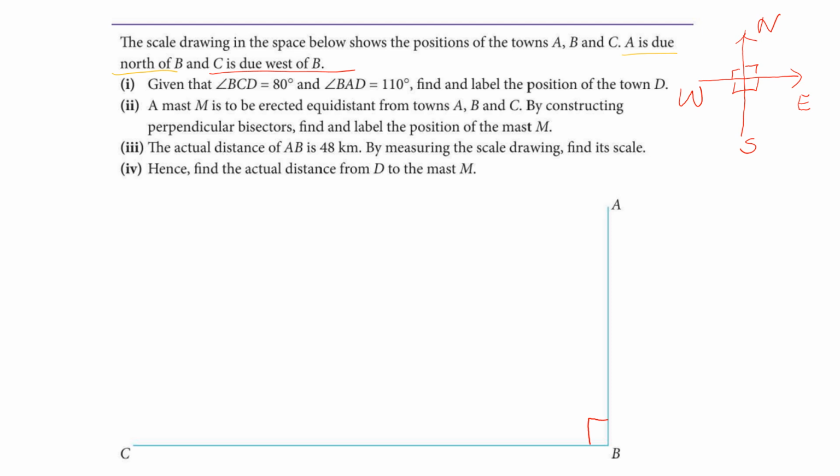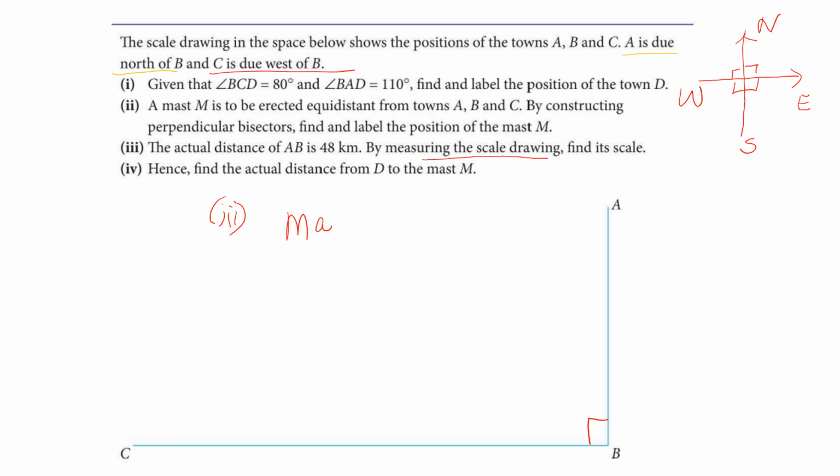All right, so we're going to do part 3. So part 3, it says that the actual distance of AB is 48 kilometers. So by measuring the scale drawing, find its scale. So when you say by measuring the scale drawing, it's that I've given you the hard copy, right? So on the hard copy, you'll be given the questions. So you can actually use a ruler to measure the distance AB in centimeters. All right, so that will be the measurement on the map.